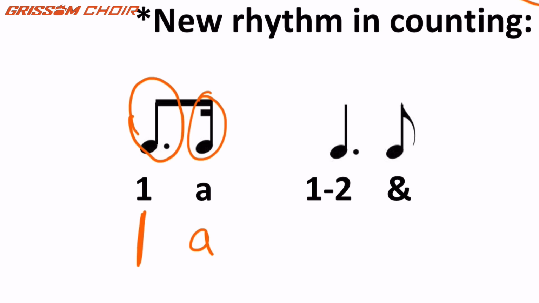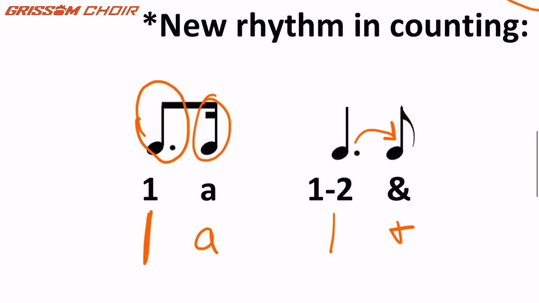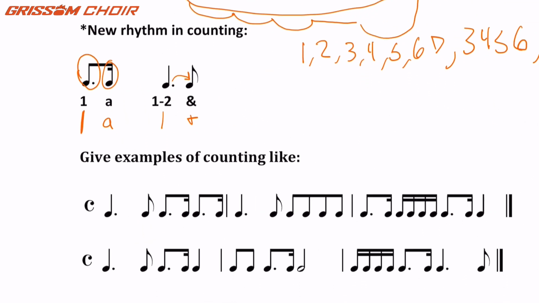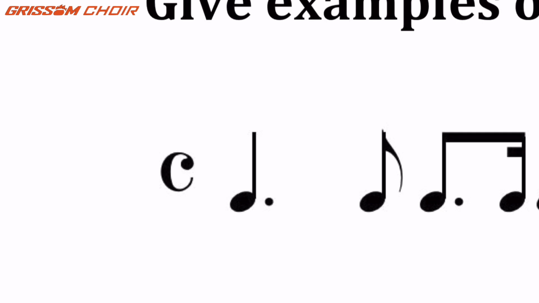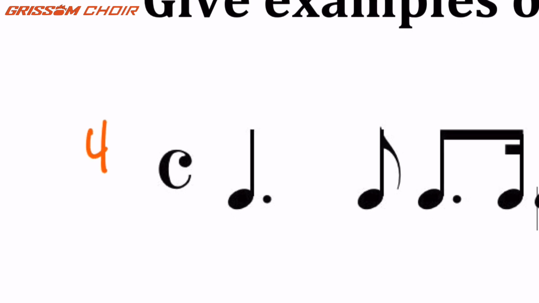This next example, a dotted quarter note to an eighth note, that would be 1 and. Both of these are very similar, except the first one is quicker. The dotted quarter note to the eighth note would be 1 and. So let's look at these in relation to counts. C in our rhythmic time signature means that we are in the most common time, 4/4 time signature.